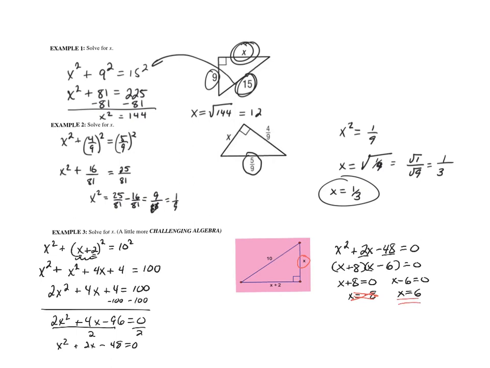So to check this out, if x is 6, then x plus 2 would be 8, and this would be 10. Sure enough, 6 squared plus 8 squared, which is 36 plus 64, does indeed equal 100, which is 10 squared, so it checks out.